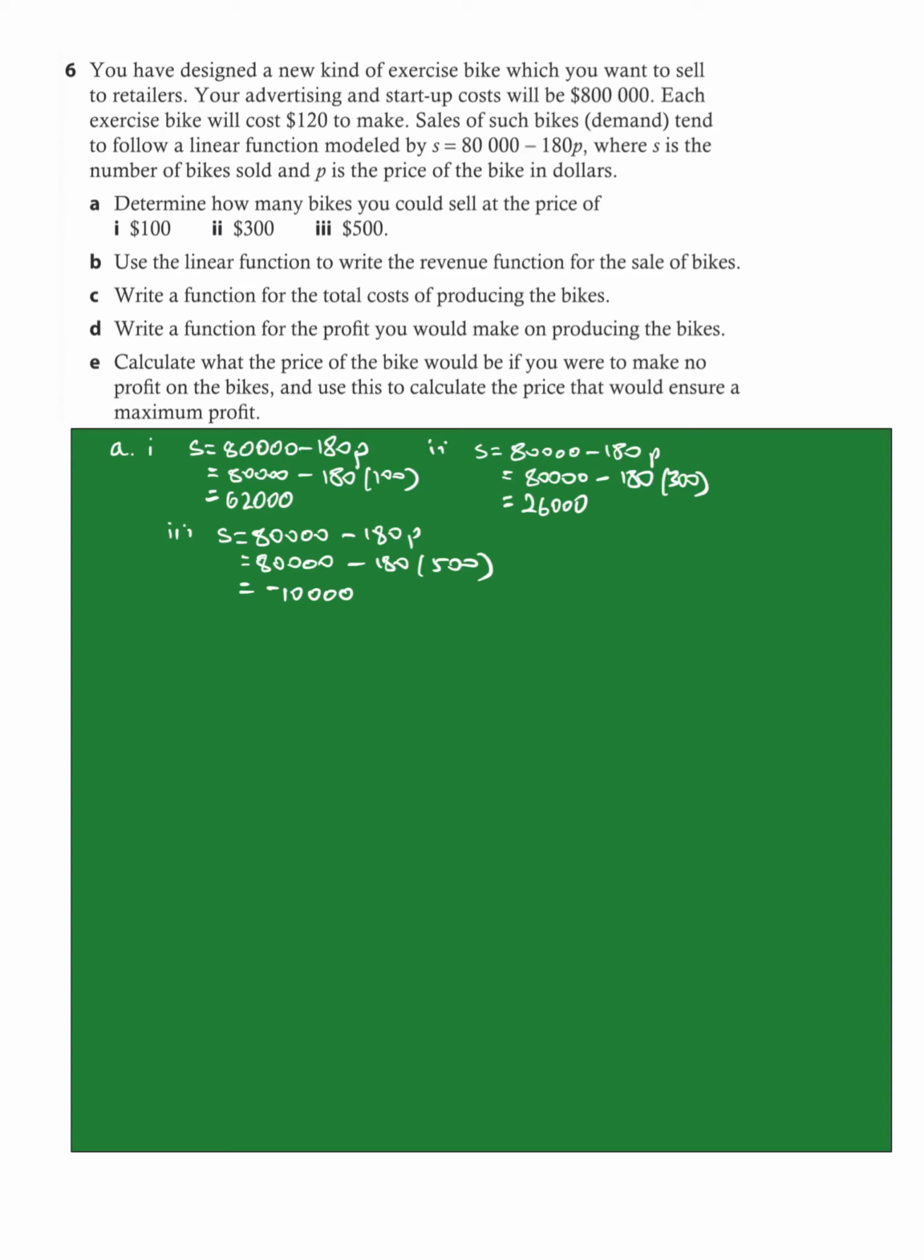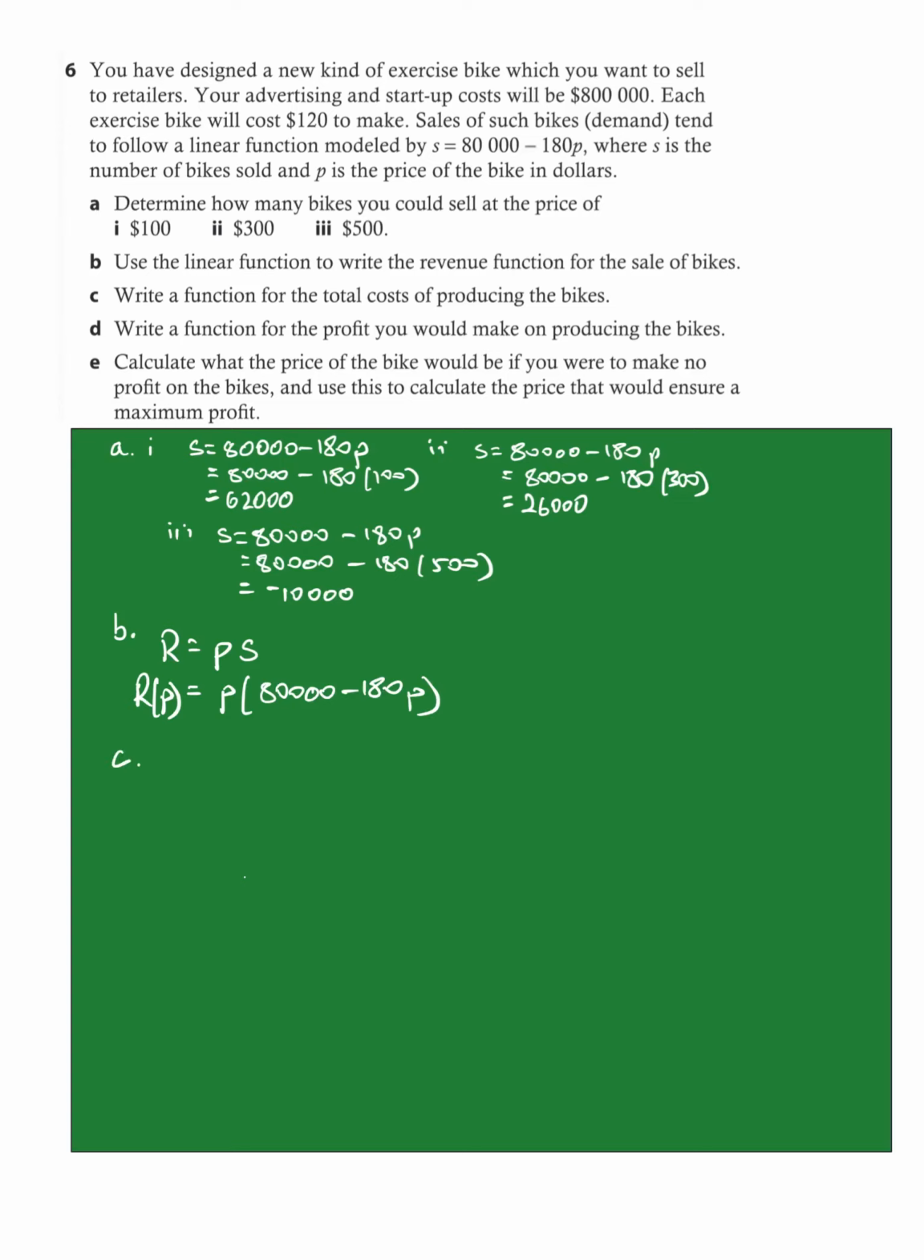Okay. The next one, B, we've seen this in the previous questions. It says use the linear function to write the revenue function for the sales of the bikes. We know that revenue equals the price times the number of sales. So in our case, we are going to substitute this for S, and we're going to have the revenue function in terms of P. So it's P times 80,000 minus 180p.